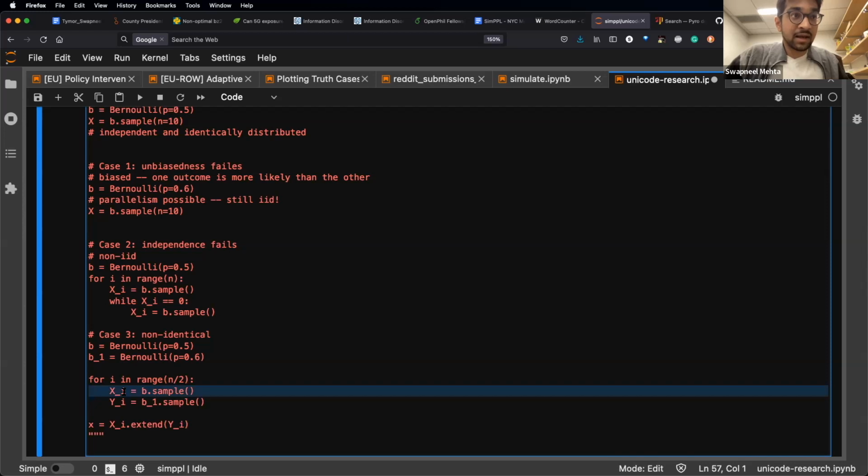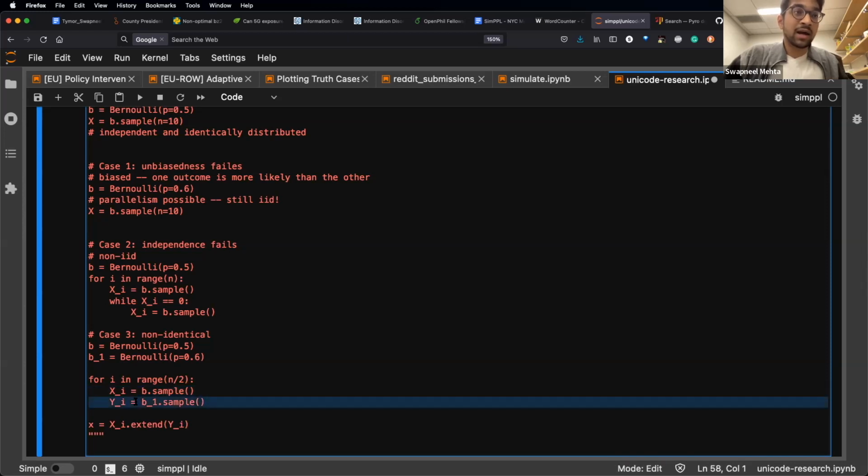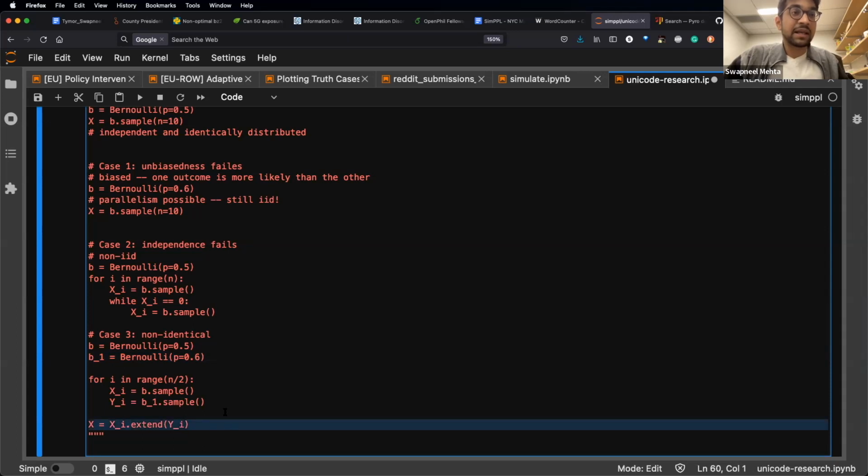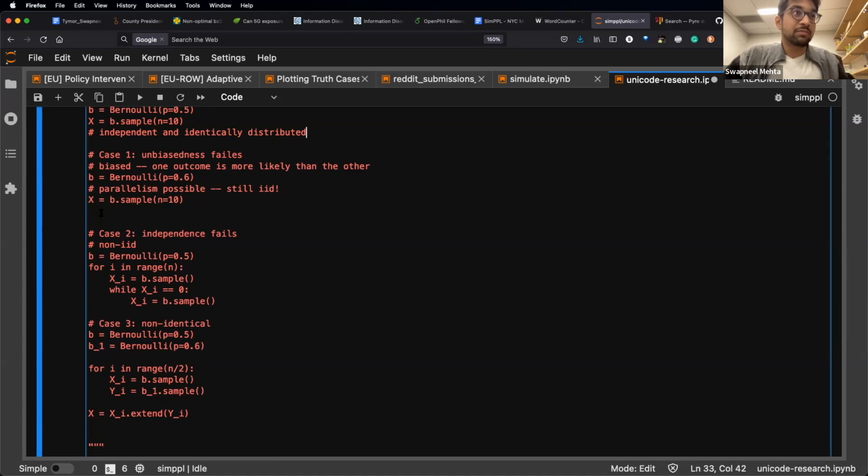So all xi's are sampled from the same distribution, so they are IID. All yi's are sampled from the same distribution, different from xi, but all yi's are IID. But by combining xi's and yi's to create my random variable x, I'm creating non-IID data because it is non-identical, they're drawn from different distributions, so they are non-identical by definition. Okay, so we've gone through three cases of where IID data might not actually be present.